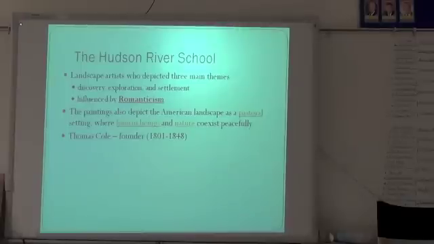These are landscape artists. And you should note this, because this often shows up on the AP exam in multiple choice form. Oftentimes, you'll see a multiple choice question that says, who are the artists that painted landscapes? The Hudson River School. Or they'll say, the Hudson River School was very famous for painting landscapes. They rejected portrait painting. They didn't like any of that neoclassic look. They didn't like painting people. They wanted to paint nature.